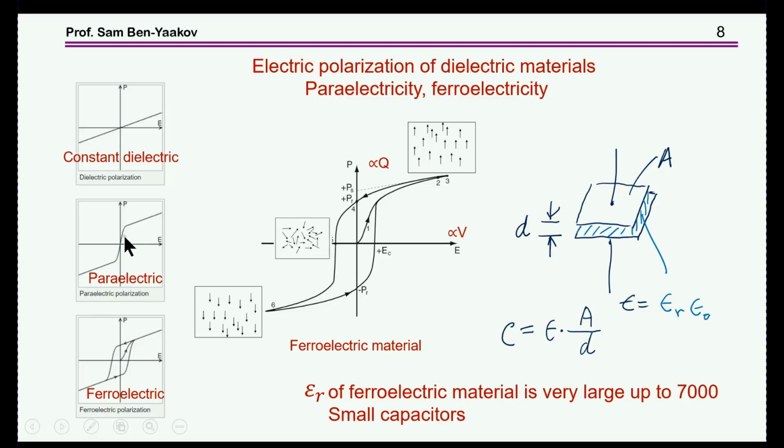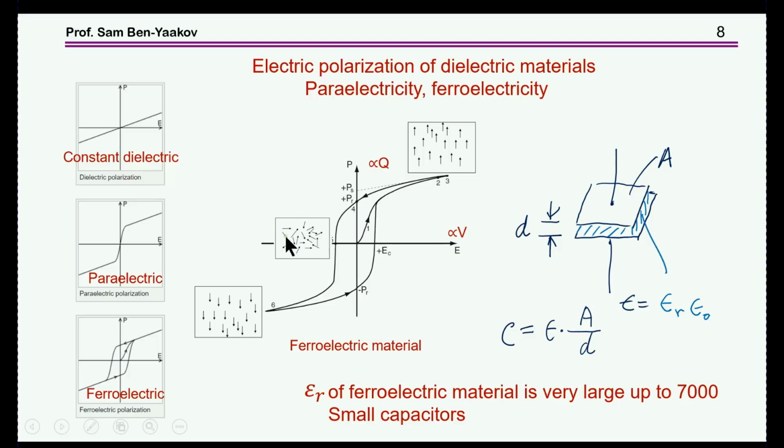And these are the paraelectric materials. And then we have the ferroelectric, which are the most interesting, and we are going to talk about it a lot. And they are very familiar to the ferromagnetic materials. They have a hysteresis, which of course is related to losses. The hysteresis relates to loss.